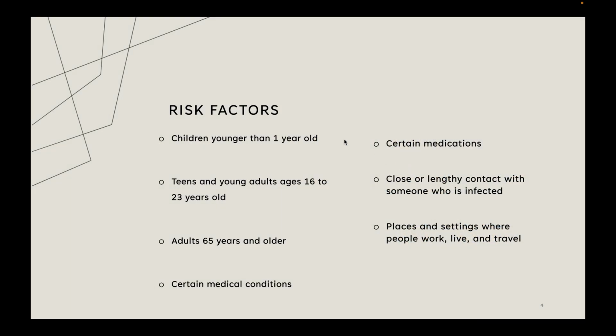So the most common risk factors that we see according to the CDC are the very young and the very old. However, many times you will see a large concern amongst teens and young adults. Children that are younger than a year old are at a higher risk. Teens and young adults, ages 16 to 23. This group covers a lot of high school students that are in sports, or college students or new military recruits that are within close living contact of each other. Adults 65 years and older, due to a suppressed immune system, certain medical conditions, and certain medications.